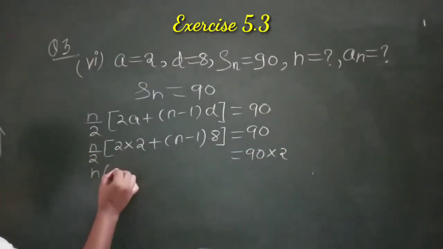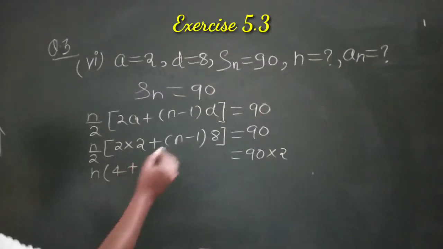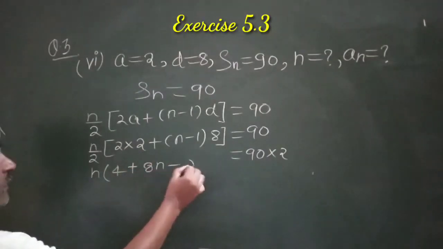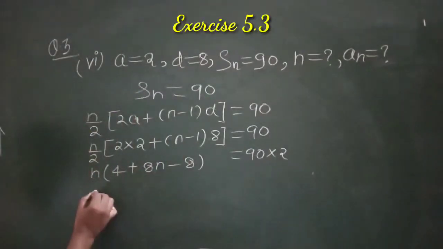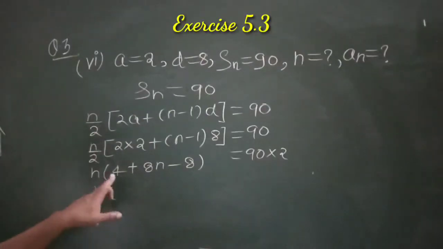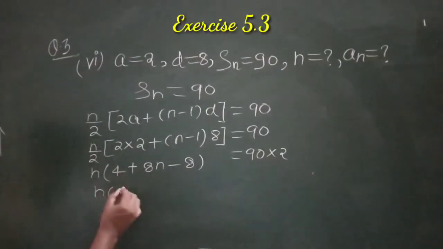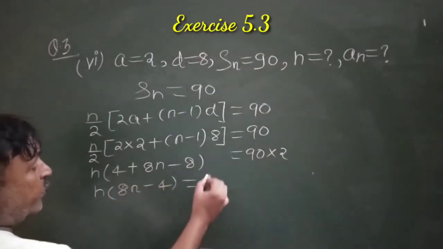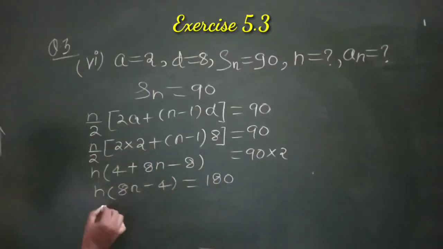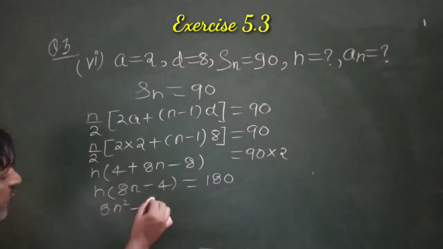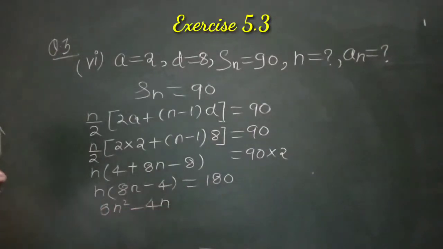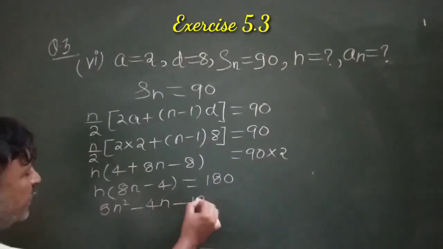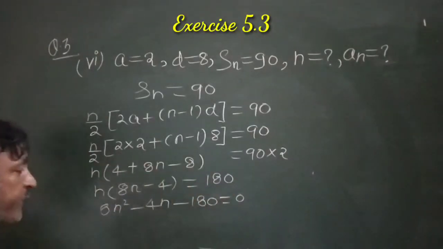What will be left here? n into (2 twos are 4, plus open the bracket, 8n minus 8), that means 4 minus 8 is minus 4. So 8n minus 4 equals 90 into 2, which is 180. Open the bracket, send n inside. It will become 8n square minus 4n, transpose 180 to this side: minus 180 equals 0.